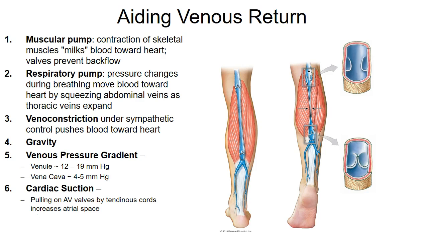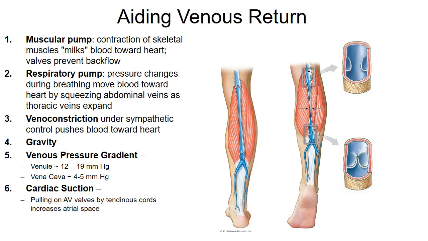The other is the respiratory pump. So here, when our chest cavity expands and contracts when we breathe, right, those venous blood vessels there also kind of expand and contract, right? And so there's kind of a pumping action to help move blood in the venous system back up towards the heart. So squeezing abdominal veins and thoracic veins, right, to try to move blood back towards the heart.